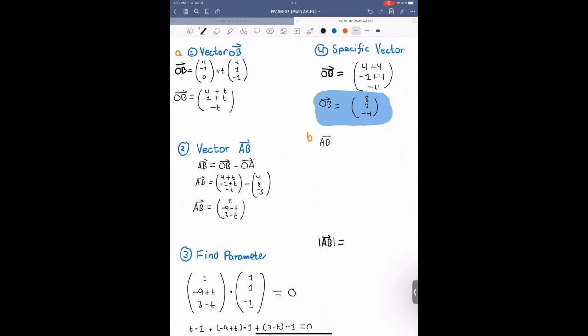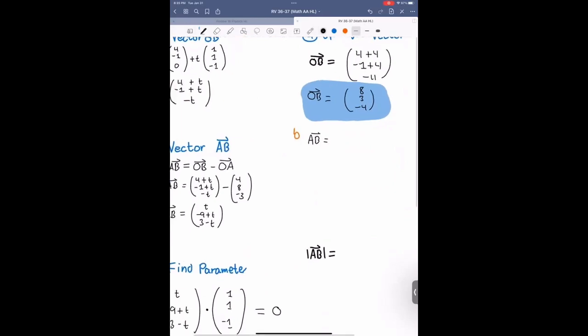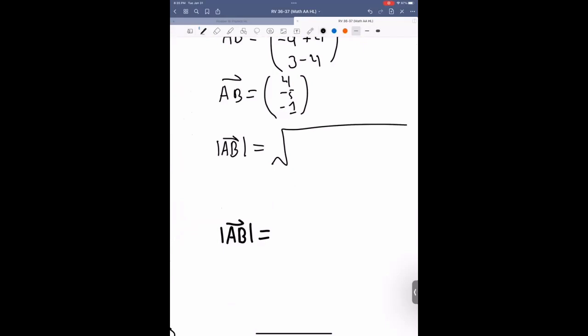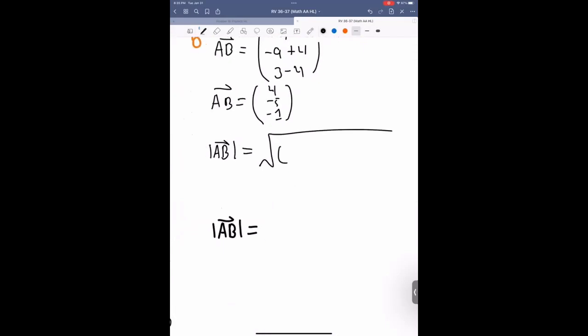Since we have an equation for vector AB, we can just plug in our new parameter that we found in the previous part, which was 4. That leaves us with (4, -5, -1). Now to find the magnitude, or that is the length of the vector, you take the square root of the sum of the squares of each individual component.